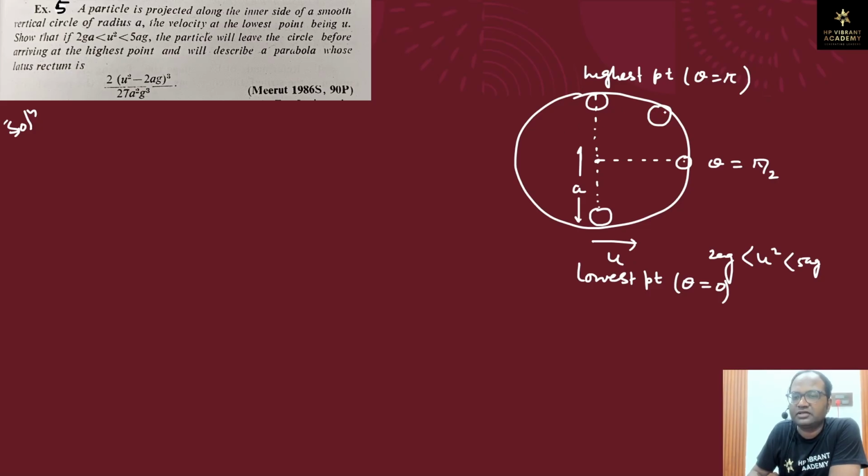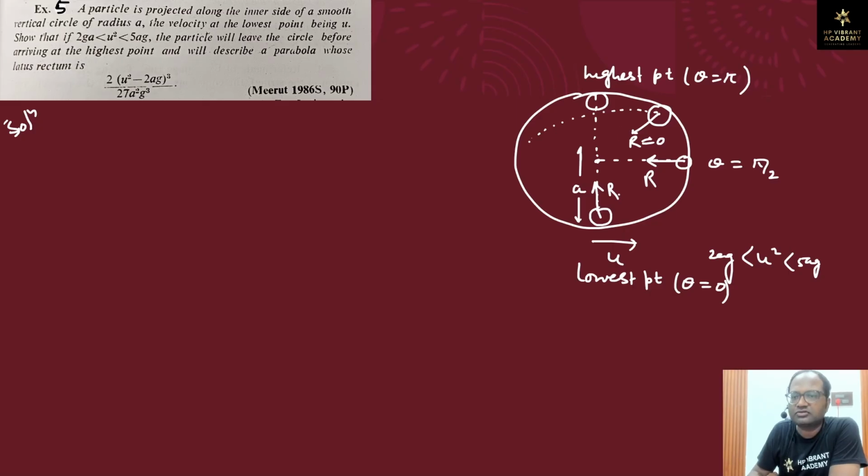At various instances there is a reaction R acting on this ball, let us say the particle. Somewhere between theta equal to pi by 2 and theta equal to pi, this particle will leave the circular movement. It will not follow this circular path; rather, it will leave the circular path and follow a parabolic path like this, because the reaction becomes 0 here.